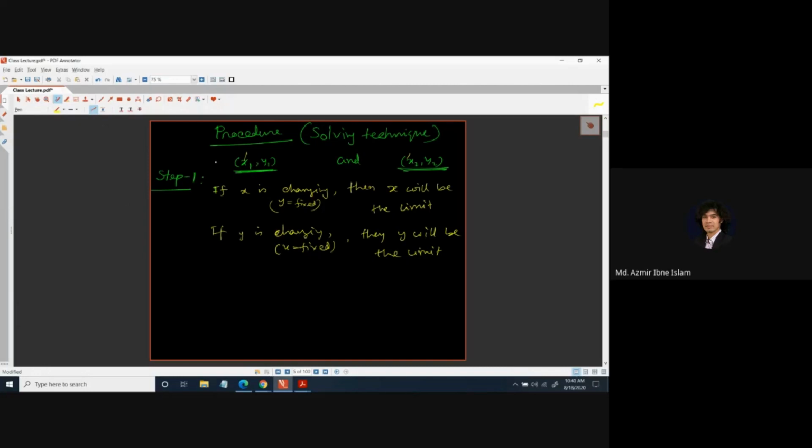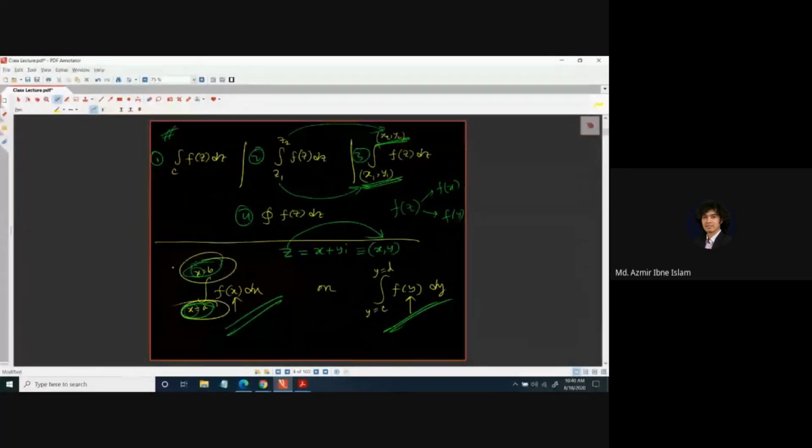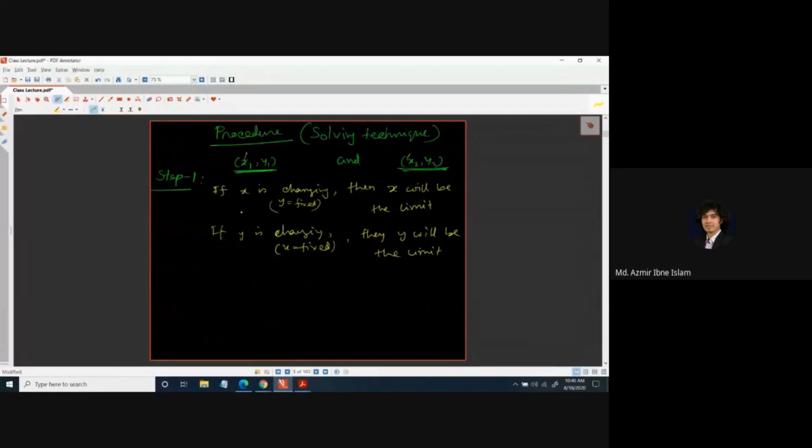If both x and y are changing, then both x and y have the ability to be the limit. But at that time, we can take only one, either x or y. Step 2. Suppose we are confirmed what the limit will be: x equal to 1 or x equal to 2 will be the limit, or y equal to 0, y equal to 4 will be the limit. So that is sure in step 1.